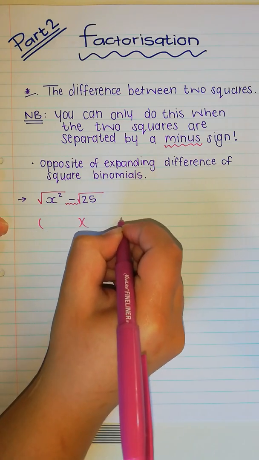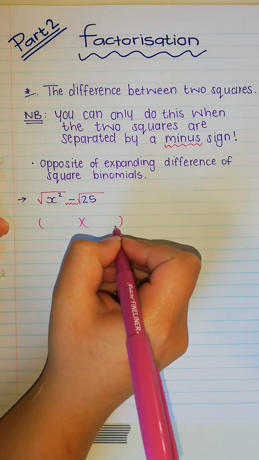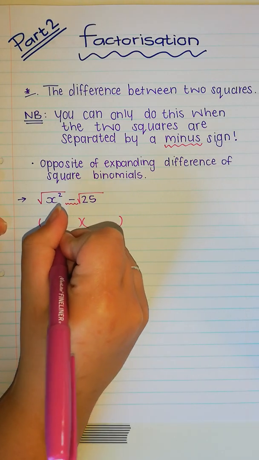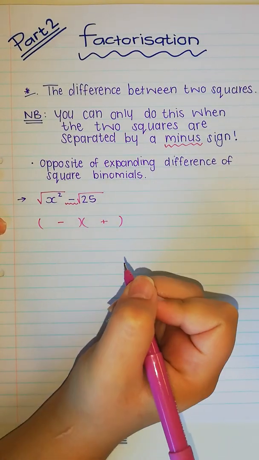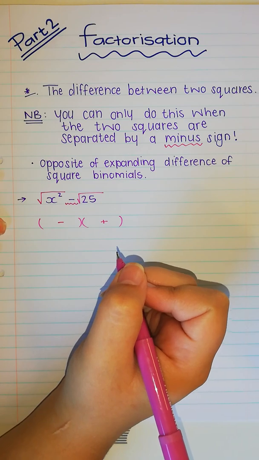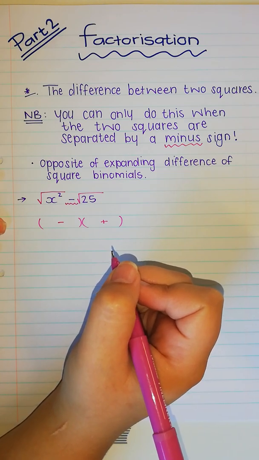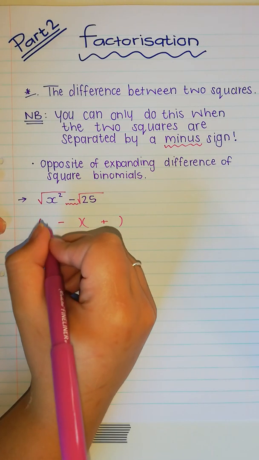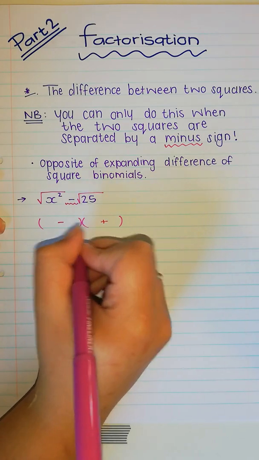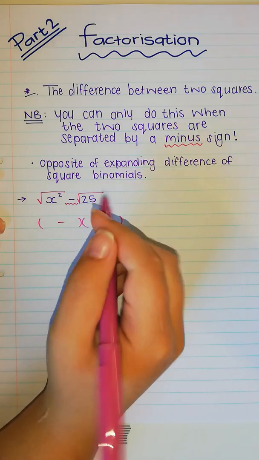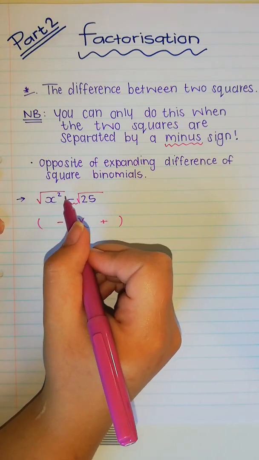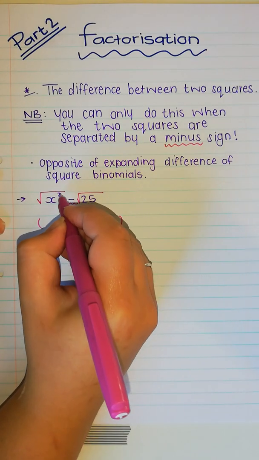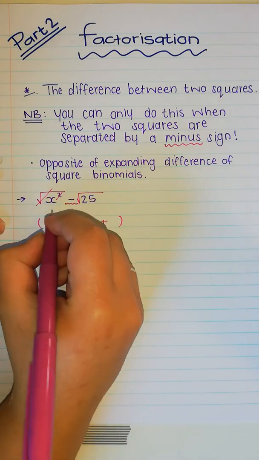Very important, two brackets. In the one, I'll have a negative sign, and the other one, I'll have a positive sign. Okay, this you will always do. So when you see it is the difference between two squares, you'll make two little brackets, one negative and one positive. So what is the square root of x to the power of 2? Okay, these two cancel out, so it'll just be x.